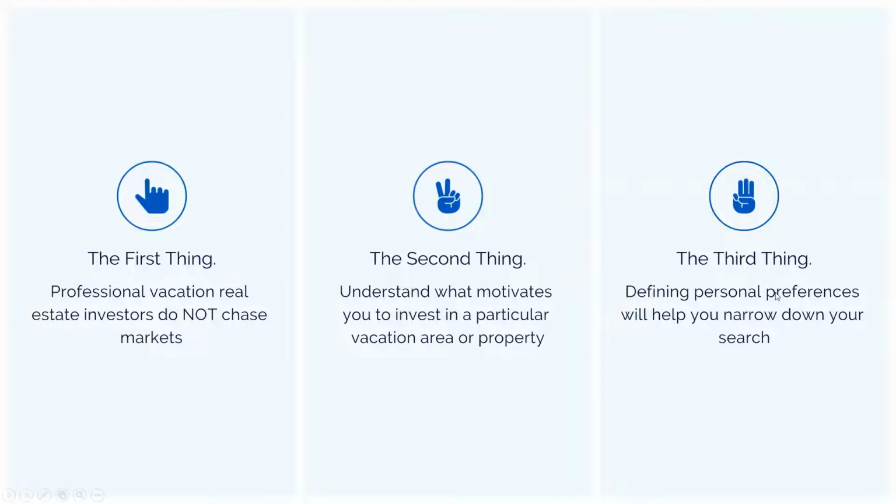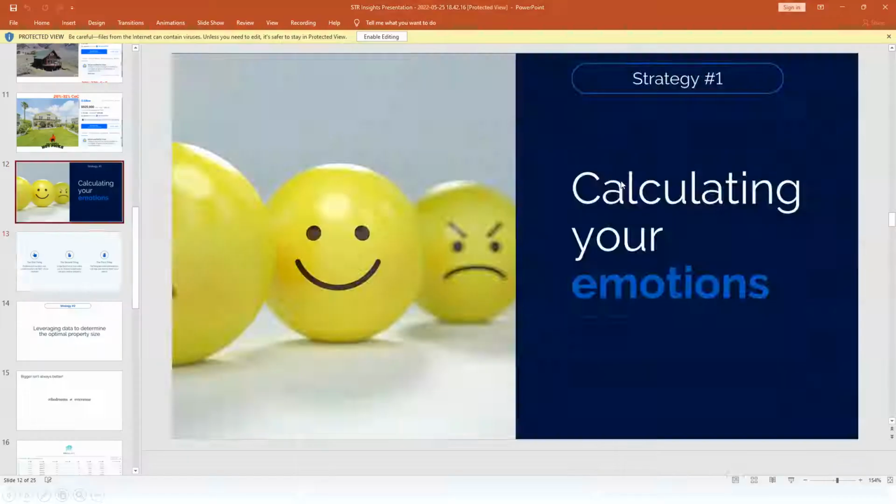The last and most important thing is defining personal preferences. Is a particular market in an area where there are resources that you can access, like cleaners and maintenance folks, or can it be a little more remote? Do you want a mountain destination or a beach location? What are your personal preferences? You need to identify those and write those down. If you can do that, you're going to be able to identify the right market.